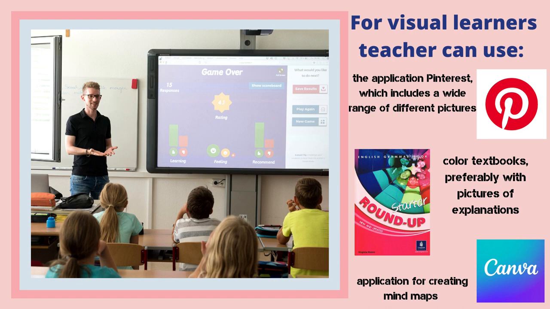For such students, it is better to use color textbooks, preferably with pictures for explanation, because it will be really difficult for them to perceive information from a black and white source. A good example of such a book is Round-Up, written by Virginia Evans and Jenny Dooley. Also, for students with visual inclination, it will be really good to use a kind of brainstorming called a concept map as a repetition of the studied topic. The best application for creating such maps is called Canva.